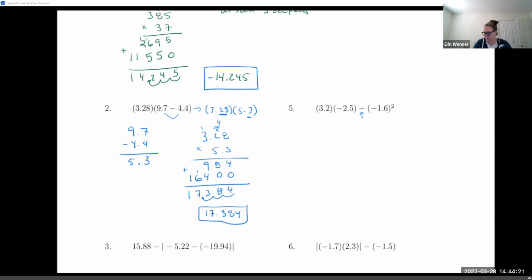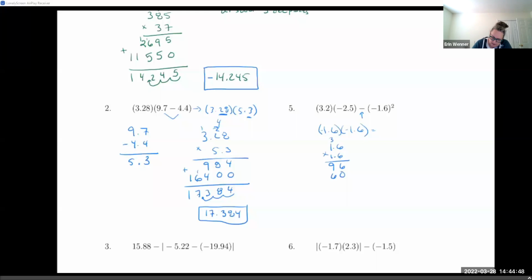Okay, so remember, we need to focus on the exponent part first. So we're going to do negative 1.6 times negative 1.6. So negative times negative is going to be a positive. So we know that value will be positive. We set up the multiplication. 6 times 6 is 36. 6 times 1 is 6 plus 3 is 9.